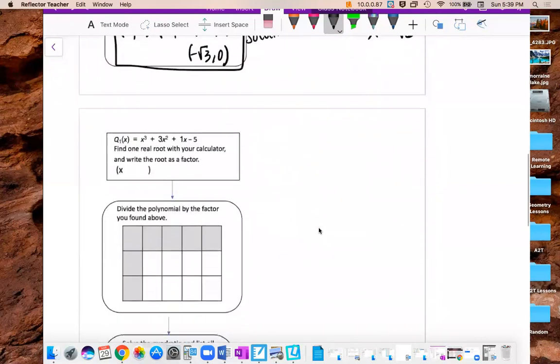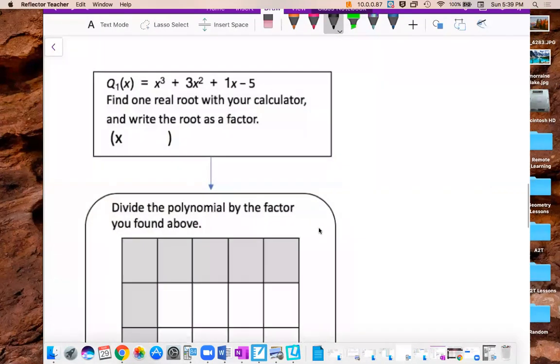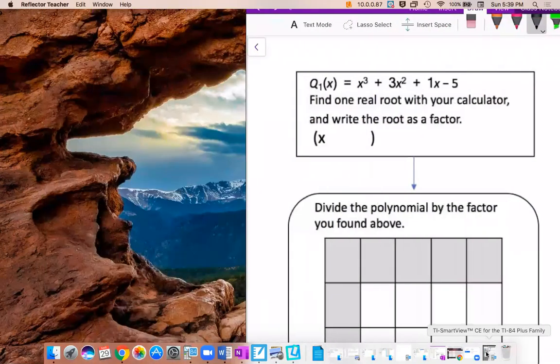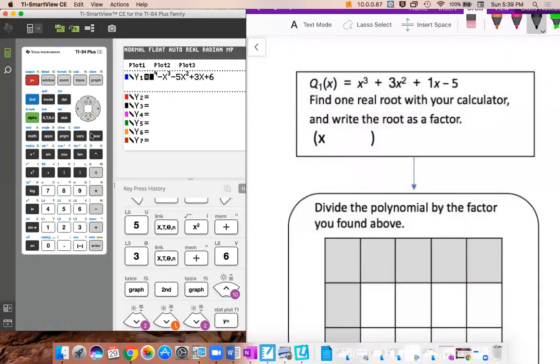Okay, so first step, I give you the polynomial. It says find one real root with your calculator and write the root as a factor. So notice this is a degree 3. So I only need to do division once in order to get this down to a quadratic that I can solve. So that means I really only need to find one real root. So let's move this over here and plug it into our calculator and see what we get.